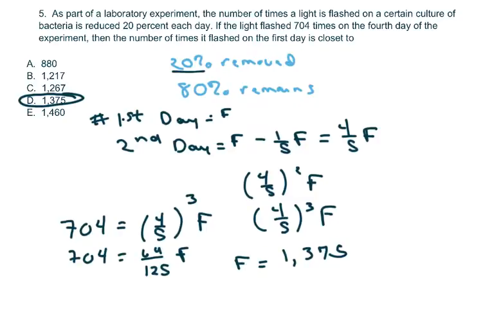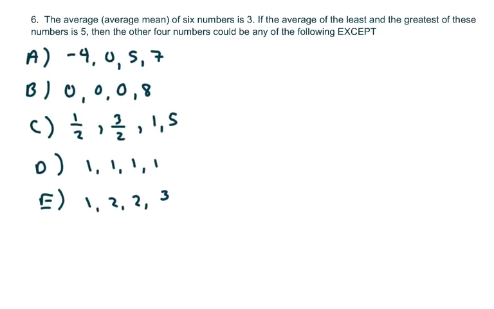Okay, and the last question is here. So basically you're given 2 parts of a 3-part formula. So we know the average, let's do this in red. Average equals sum of terms divided by the number of terms.